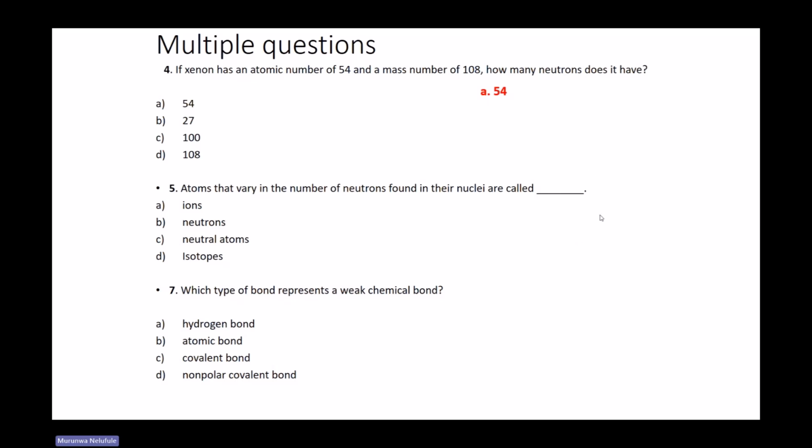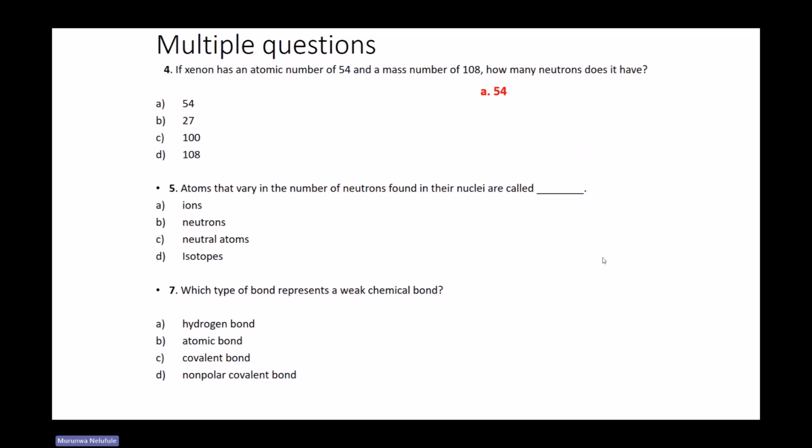To find the number of neutrons in an atom, you subtract the atomic number from the mass number, where the atomic number represents the number of protons and the mass number represents the sum of protons and neutrons. Remember when we were doing all those slides last week? Whenever you get a question like this, it's better to also draw your own structure, like a circle where you indicate the atomic number. For xenon, the atomic number is 54 and the mass number is 108, so the number of neutrons is 108 minus 54, which is 54. So xenon has 54 neutrons.